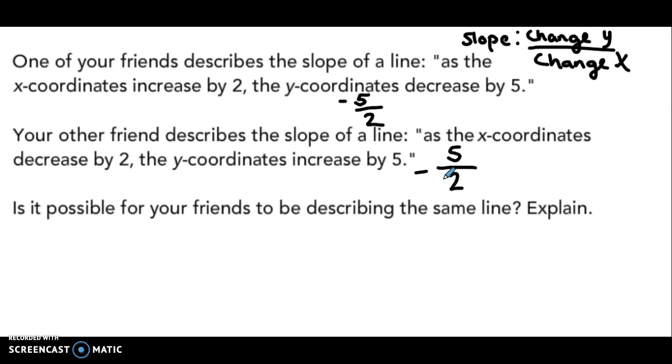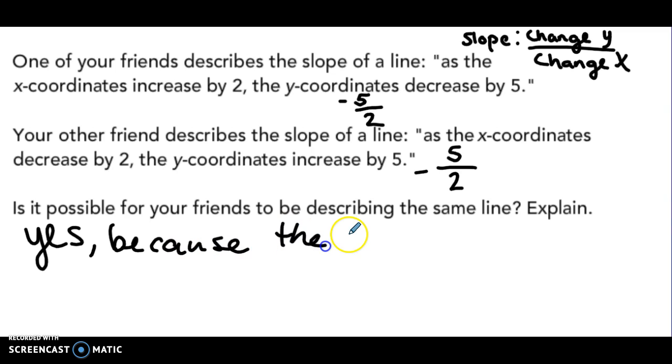So, is it possible for your friends to be describing the same line? Explain. Well, yes, because the slopes are the same.